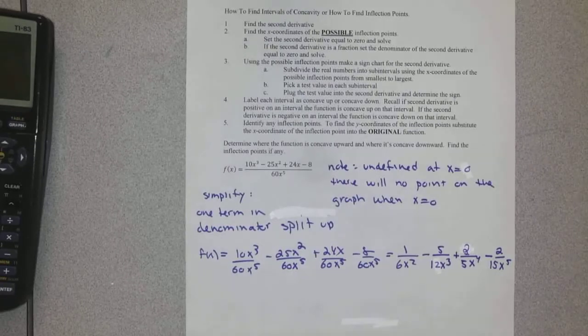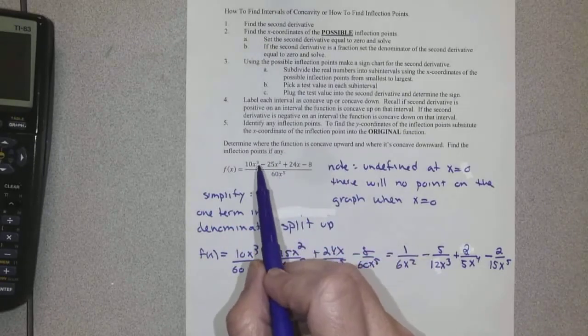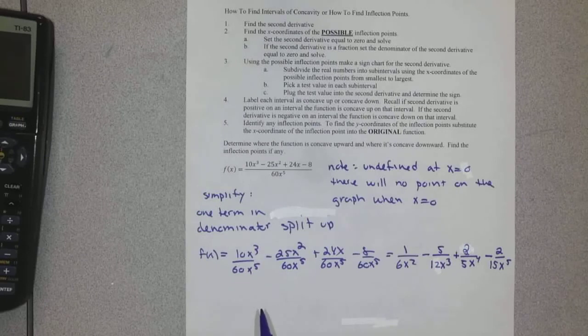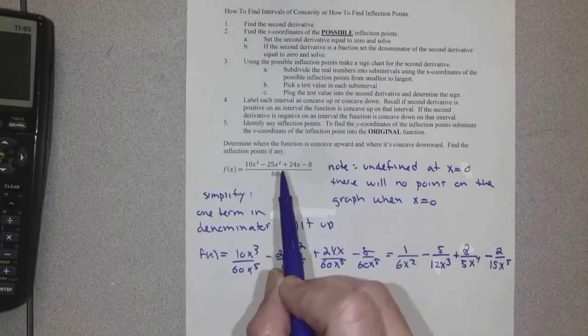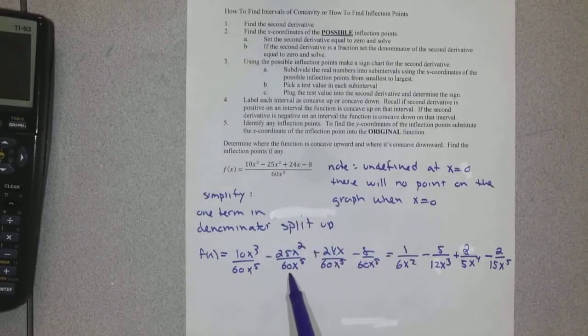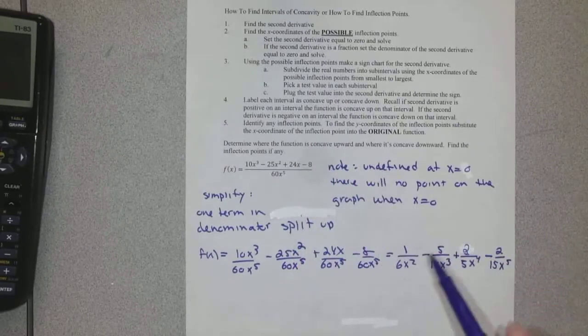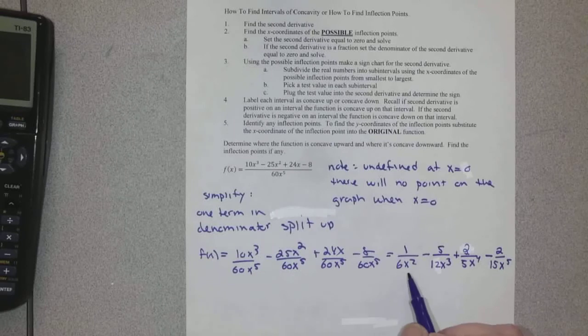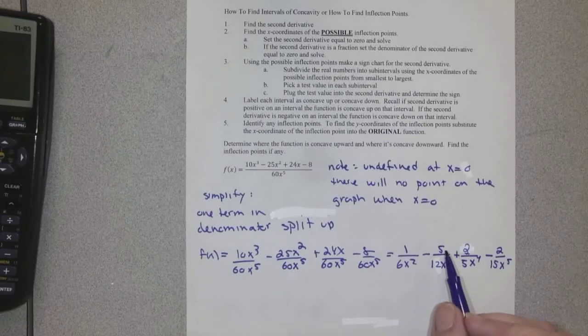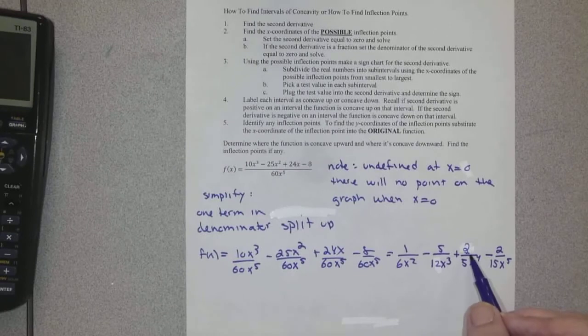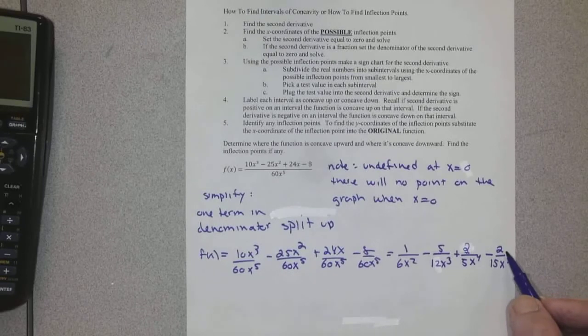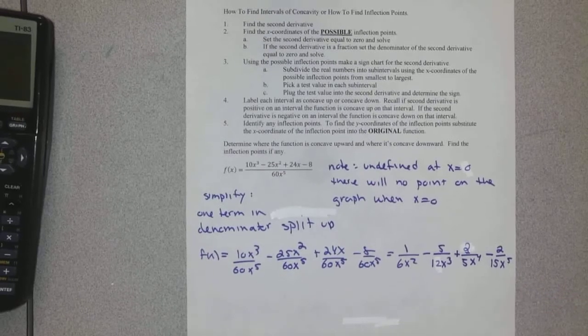So let's check this. So you check all this stuff twice. So 10x cubed over 60x to the 5th minus 25x squared over 60x to the fifth, 24x over 60x to the fifth minus 8, divide by 10, 1/6 x cubed, divide by 5, divide by 12, yeah, and divide by 4. Okay, that looks good.